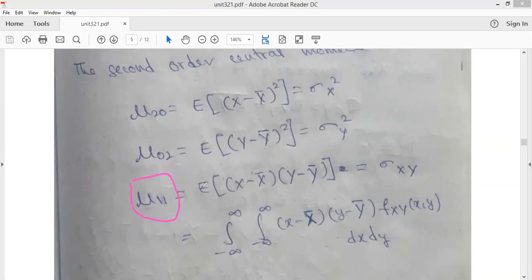In this case, it is given as expected value of (x minus x bar) into (y minus y bar). What is this? This is nothing but sigma xy. It is not sigma x square or sigma y square. So what is the formula for mu 1 1? It is given as integral from minus infinity to plus infinity, integral from minus infinity to plus infinity, (x minus x bar) into (y minus y bar) fxy of x comma y dx dy. So this is the formula to find out mu 1 1.